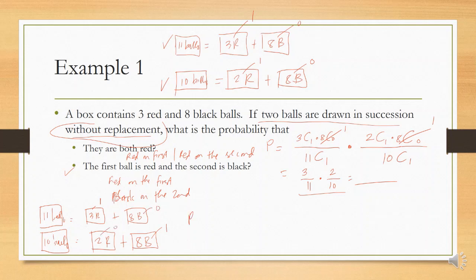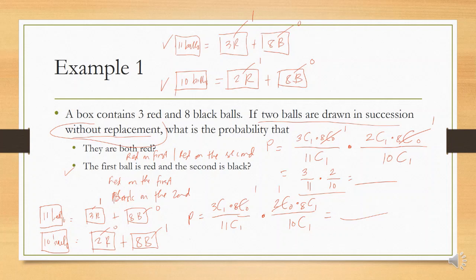So, the probability is, therefore, 3 combination 1 times 8 combination 0 divided by 11 combination 1 times 2 combination 0 times 8 combination 1, 8 combination 1 divided by 10 combination 1. Yan yung sagot natin. Okay? This one is equal to 1.